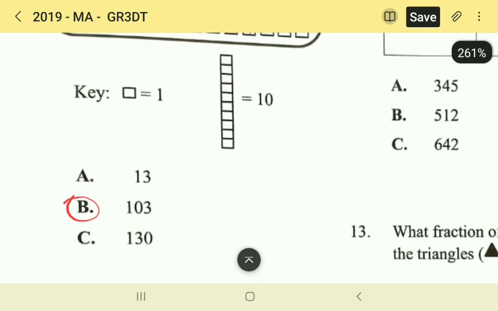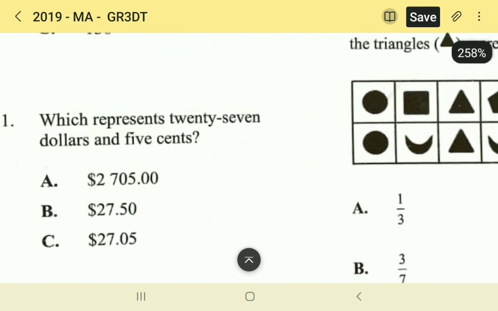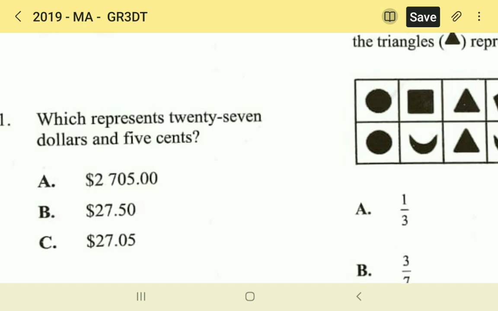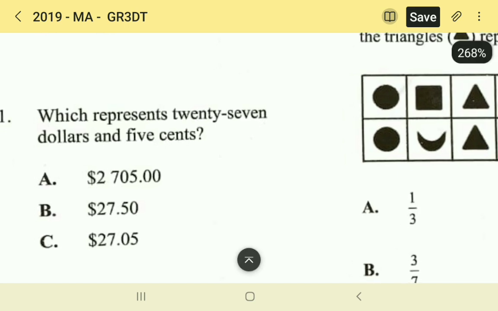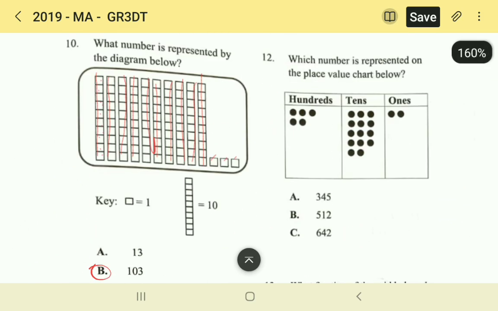All right. Number 11, which represents $27.05. So you're looking for a 27, so it's going to be between B and C. Now 5 cents, we know 50 is 50, so that's 50. So B is 27 and 50 cents, so the answer is at C. No 10, 5 cents, 5 ones. All right. Moving on to number 12.